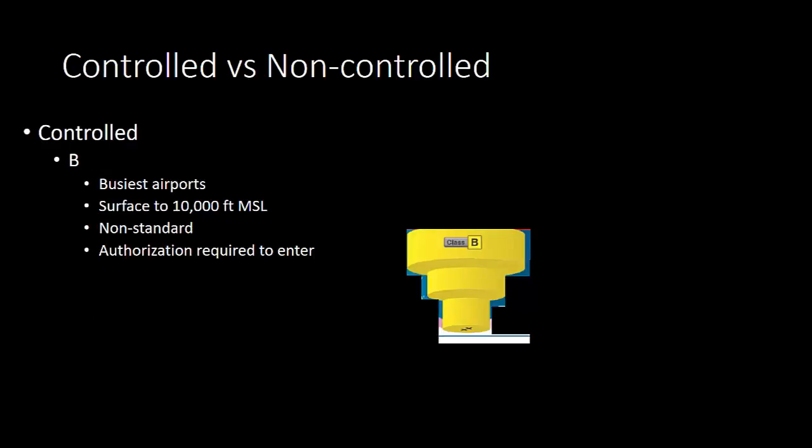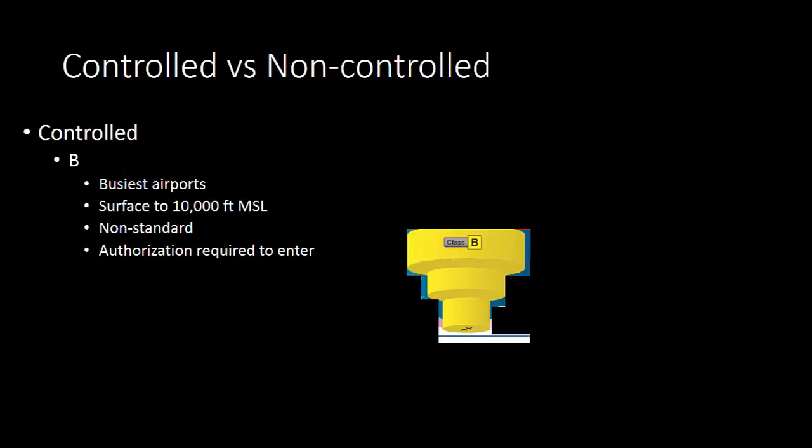Class B airspace, you'll find this around your busiest airports like Chicago O'Hare, Chicago Midway. Think of New York, think of Dallas-Fort Worth, those really big airports. They are typically from the surface to 10,000 feet MSL, mean sea level. The configuration, while we typically show it as an upside down birthday cake, like you see here, or a wedding cake, they're very non-standard. I can't tell you that the bottom ring is 5 miles and over here it's 10 miles. It's non-standard. It really depends on where you're at.